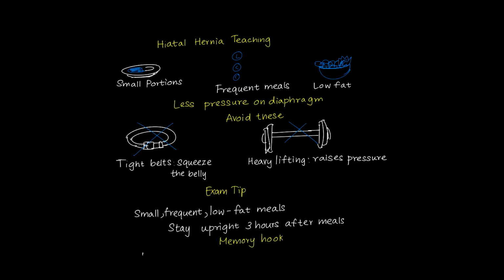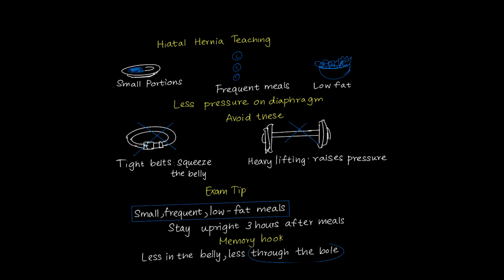Here's a what-do-you-do D444 OA exam tip for you. Hiatal hernia equals small, frequent, low-fat meals. Memory hook, less in the belly, less through the hole.